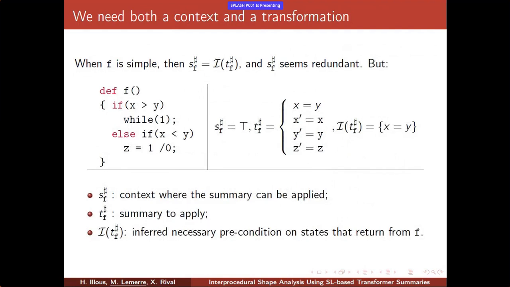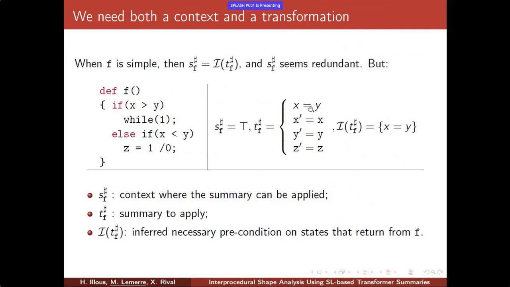So consider, for example, this function. If x is bigger than y, we have a while infinite loop that will never reach the end of the function. If x is smaller than y, then we have a runtime error and we will also not reach the end of the function. So we will only reach the end of the function in the case where x is equal to y. And this is reflected in the abstract transformation where we have this condition x equal to y here.